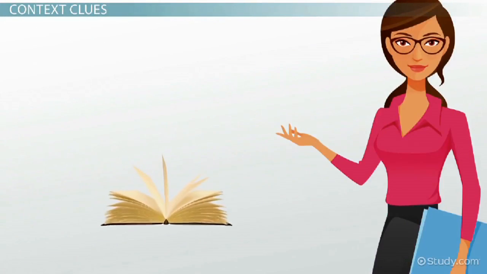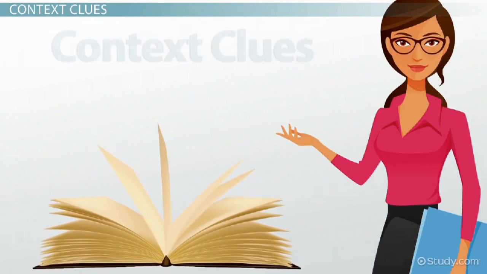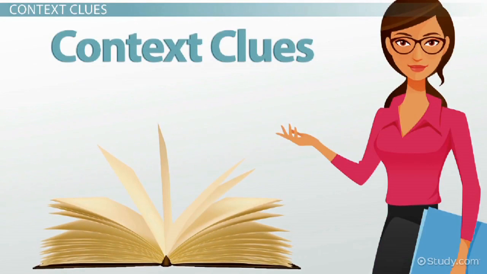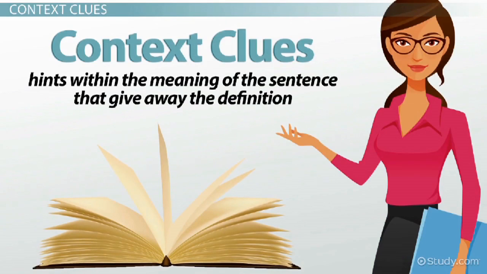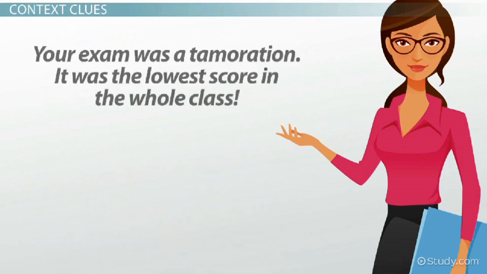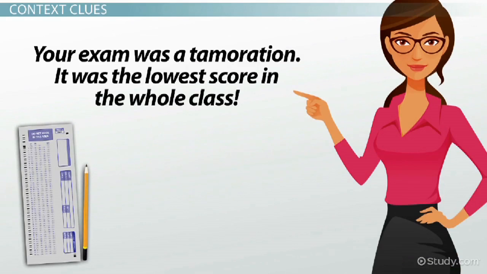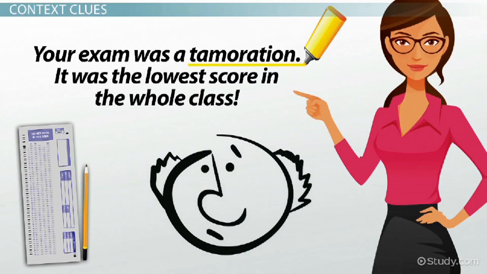Perhaps the most important method of vocabulary acquisition is using context clues. Context clues are the hints within the meaning of the sentence that give away the definition of the unfamiliar word. For example, if a teacher said, "Your exam was a tamaration. It was the lowest score in the whole class." Tamaration is not even a real word, but based on the context clues, can you figure out what it means? You should be able to tell tamaration means something really terrible, since it warrants the worst score in the class.